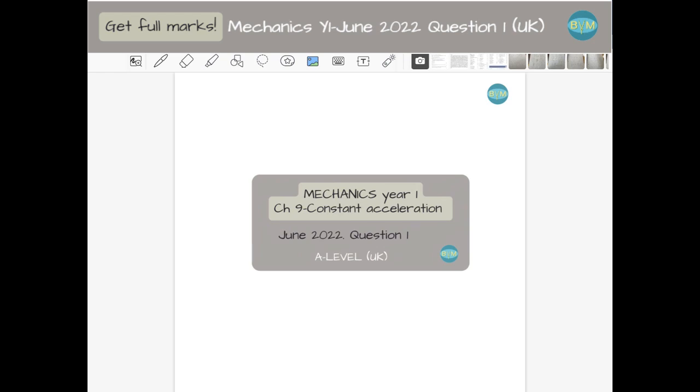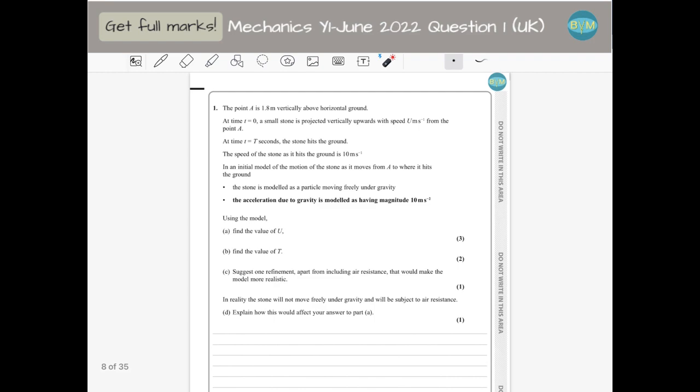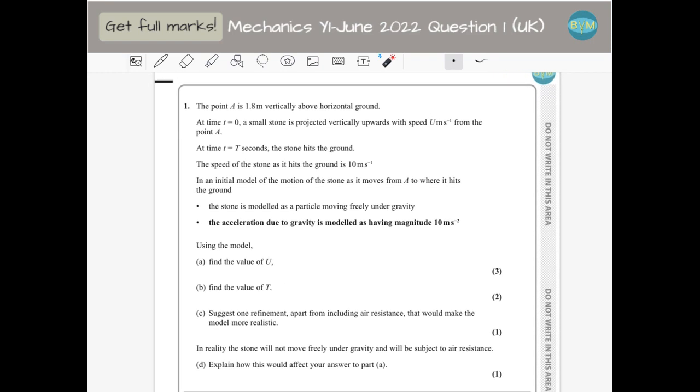Hello, this is one constant acceleration question that you have in your mechanics paper in the A-levels from June 2022, and it's question 1. I'm going to show you how you can get full marks on this.